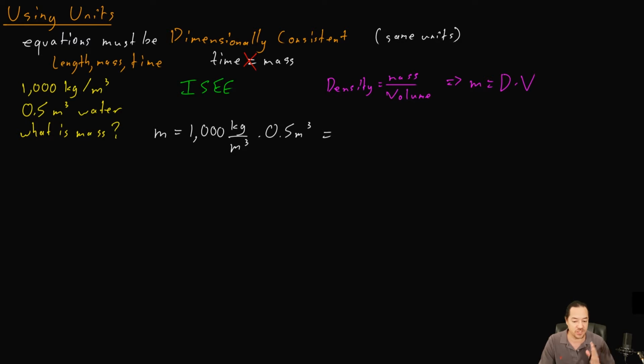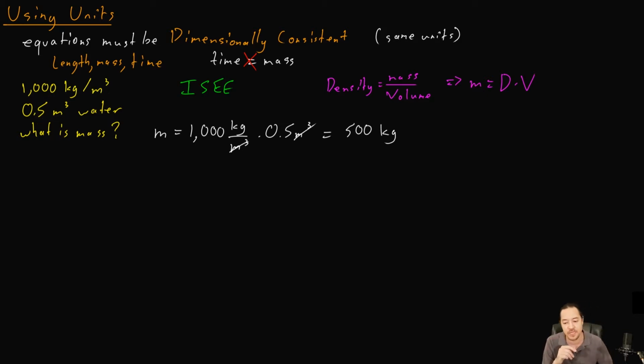And we can just execute and solve this right now. 1,000 times 0.5 is 500. And for the units, you see the meters cubed cancel, so we're left with kilograms. That's going to be our answer. And let's evaluate it, just check to see if it makes sense. Does 500 kilograms make sense? Yeah, the density is 1,000 per cubic meter, and we have less than 1 cubic meter, so it should be less than 1,000. 500 is less than 1,000.